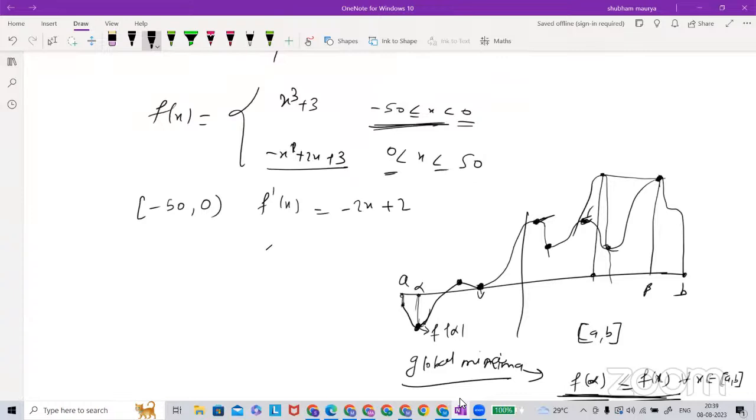So at 1 it becomes 0: minus 2 plus 2, right? So this is 0 at 1. f prime is 0. That means 1 is the critical point.